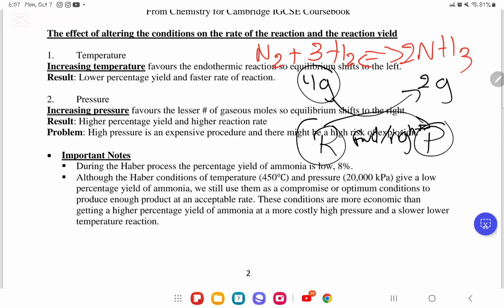So we can say that increasing the pressure favors the lesser number of gaseous moles, so equilibrium shifts to the right. As a result, there is a higher percentage yield. Since we're shifting to the right, the concentration of the products increases, so there is a higher yield, and there is a higher reaction rate. Why? Because we are increasing the pressure of our reactants, so then they will definitely have more collisions, more effective collisions, and they will react faster.